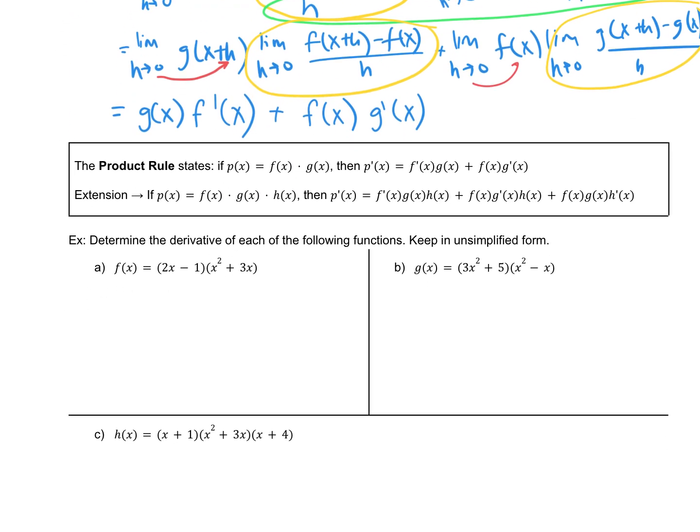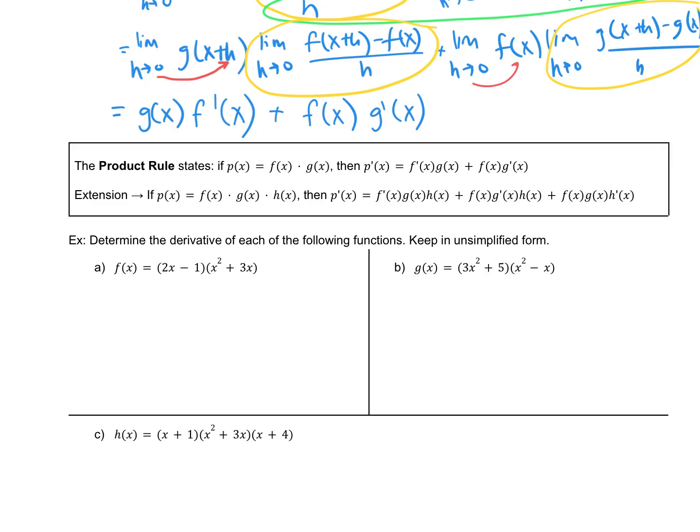And if I have multiple things being multiplied, not just two, if I have three, like in this function here, again, I'm just taking turns. In the first part, I copy everything except f of x, its derivative. In the second part, copy everything, but g of x is the derivative. The last part, copy everything, but h of x has its derivative. So let's try applying this product rule.